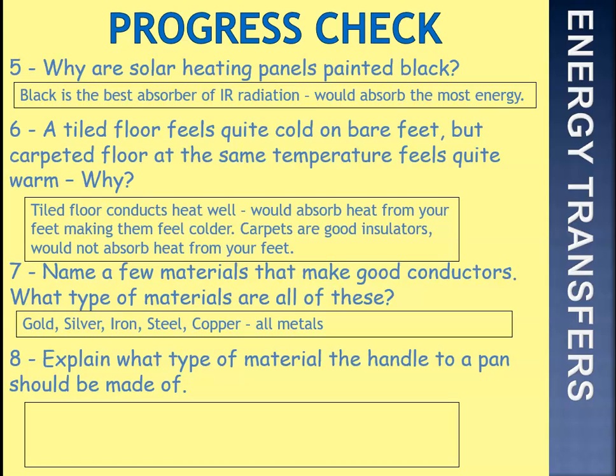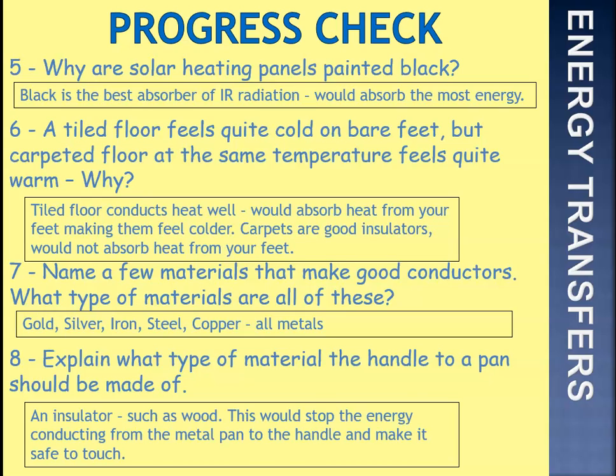And explain what type of material the handle to a pan should be made of. We should make it of an insulator, such as wood or plastic, that would stop the energy conducting from the metal pan to the handle and make it safe to touch. If we made the handle out of a conducting material, that would heat up to the same temperature as the pan, and it would be really painful when we try to touch it.